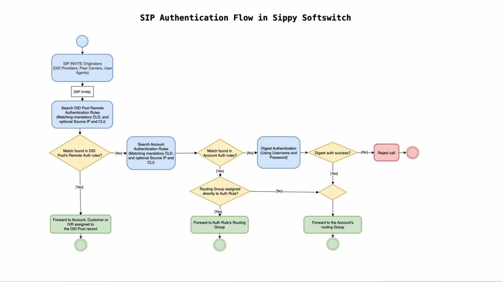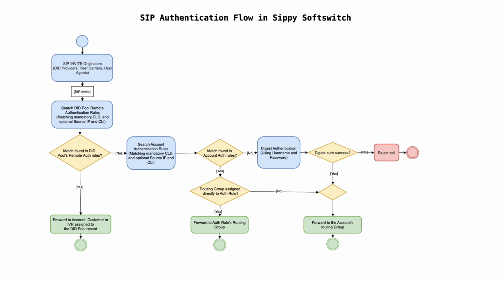If no match is found, the system proceeds to the next stage, account authentication rules. If a match is found in the account's authentication rules, the call is authenticated. There are two options for further routing. The system first checks if a specific routing group was assigned directly to that matched authentication rule. If one is assigned, the call is forwarded to that authentication rule's routing group, otherwise, it's forwarded to the routing group assigned to the account itself.